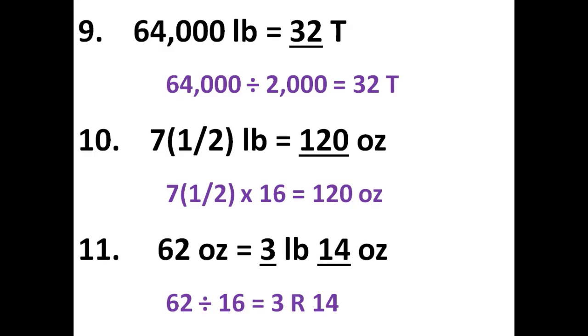Now number 11, 62 OZ, it means 62 ounces. We have to convert it into pounds and ounces. 62 divided by 16. If we read the table of 16, 16 times 3 is 48. 62 minus 48, remainder is 14. So in the given place, we will write 3 pounds and 14 ounces. That is our remainder.